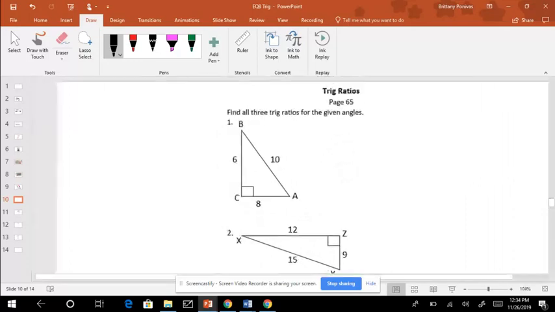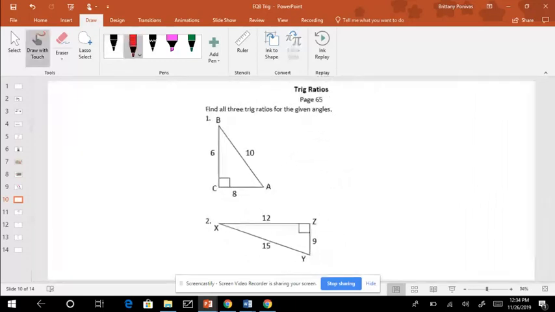So up at the top of your paper or somewhere on this page 65, I suggest you write your trig ratios, which are SOHCAHTOA.